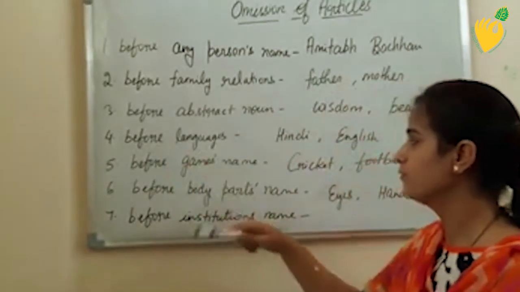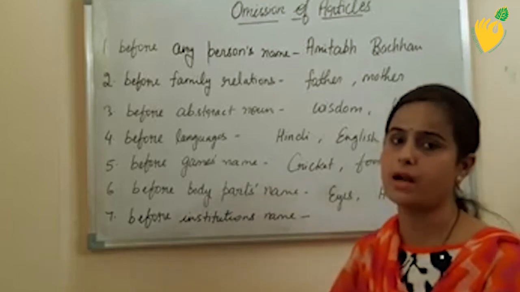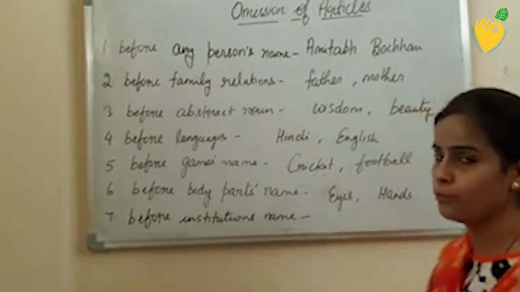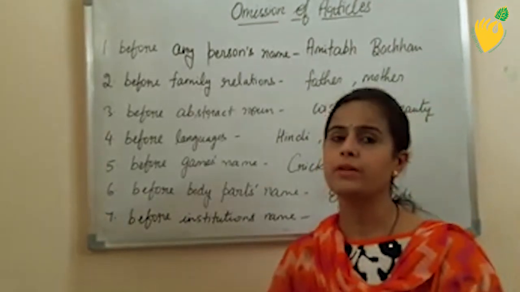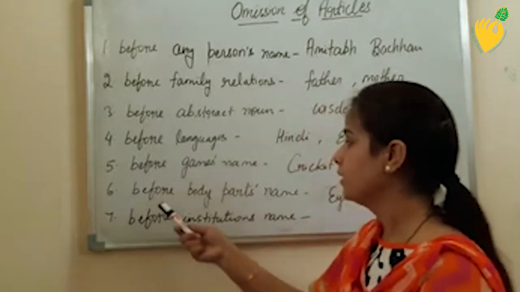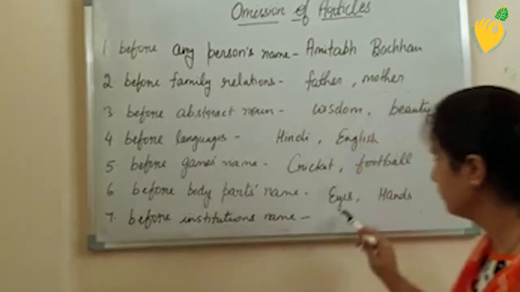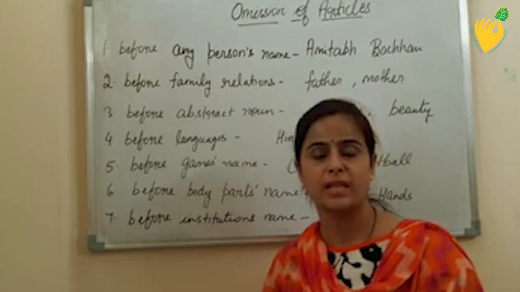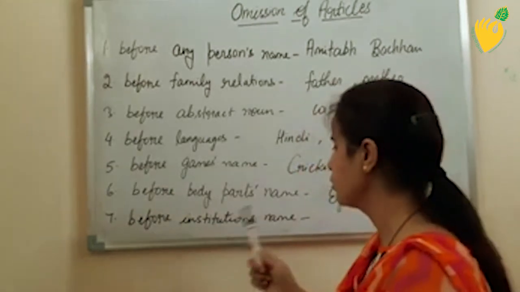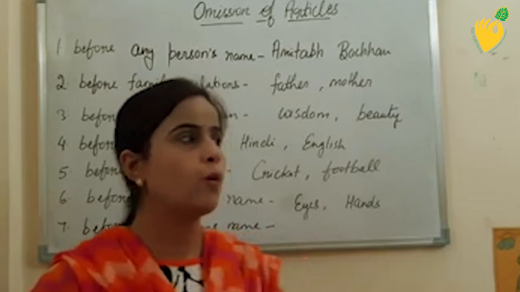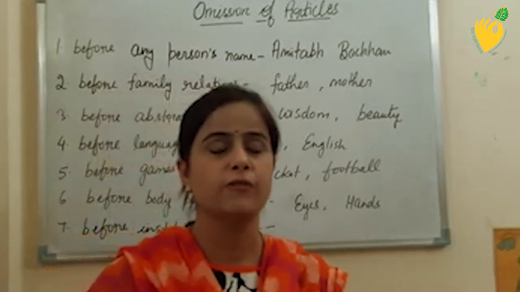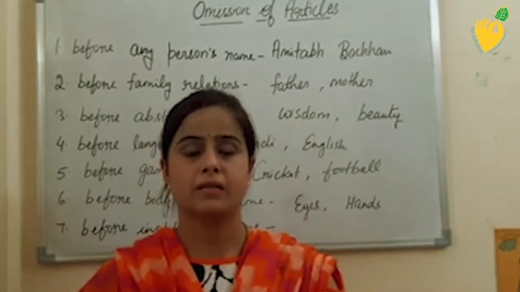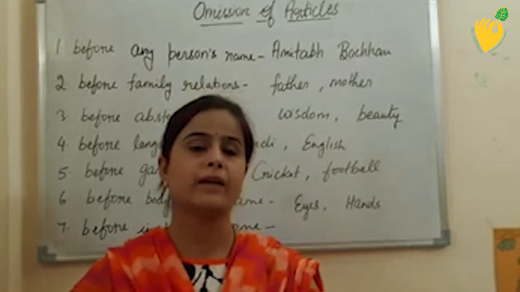Next is before languages, for example, Hindi, English, Urdu, Marathi. Next is before game names. Before any game name like cricket, football, hockey, badminton, we never use any article. Next is before body part names: eyes, hands, ears. We never use any article before the names of body parts. Next is before institution names. We don't use any article before institution names. If you are talking about any institution for the purpose for which it was made, then we don't use any article before that institution name.